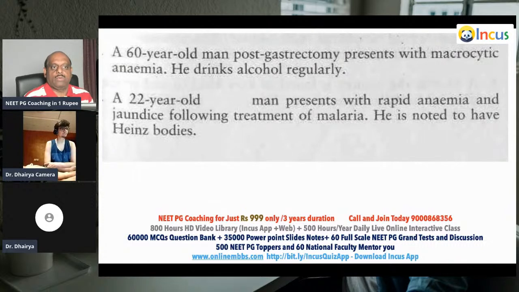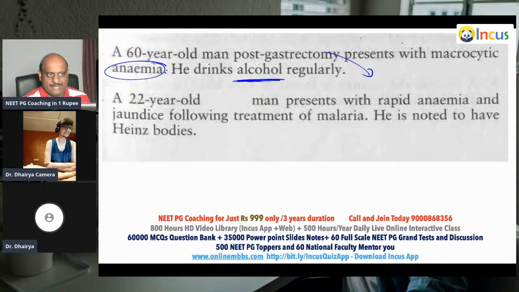Very good. Now, a 60-year-old man post-gastrectomy presents with macrocytic anemia. He drinks alcohol regularly. First of all, this patient is post-gastrectomy, and we all know that the stomach is used for B12 absorption because it secretes something called intrinsic factor. This patient definitely has a deficiency of intrinsic factor, causing megaloblastic anemia. However, this kind of anemia is not going to get cured just by giving oral B12. You have to supplement parenterally because he can't absorb oral B12. Absolutely. Post-gastrectomy intrinsic factor deficiency, absolutely.